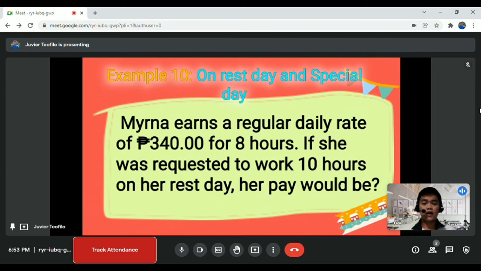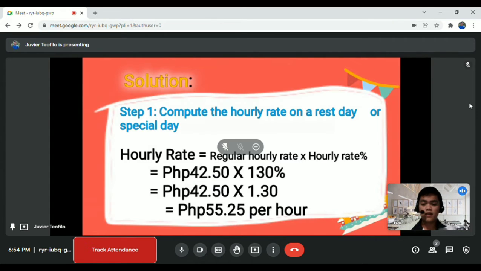Okay, let's find out what would be her pay. Okay, so again, step number 1, compute the hourly rate on a rest day or special day. So as you observe, we have 340 pesos, the daily rate, and the number of hours, which is 8 hours. So, sir, where did you find the 42.50? So, we just divide the 340 by 8, and we have 42.50.